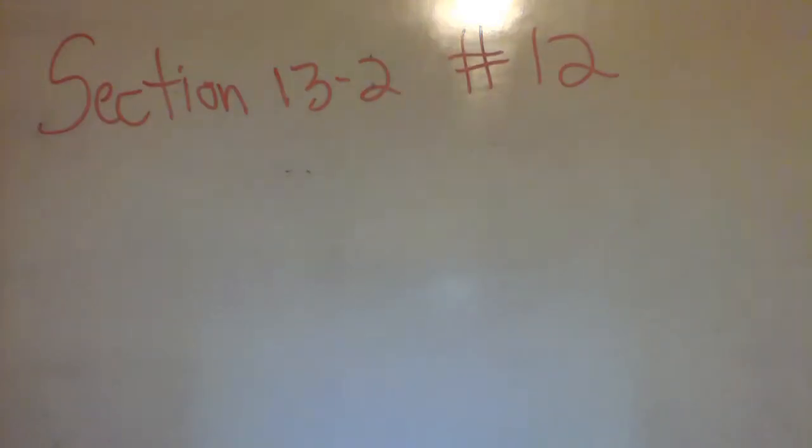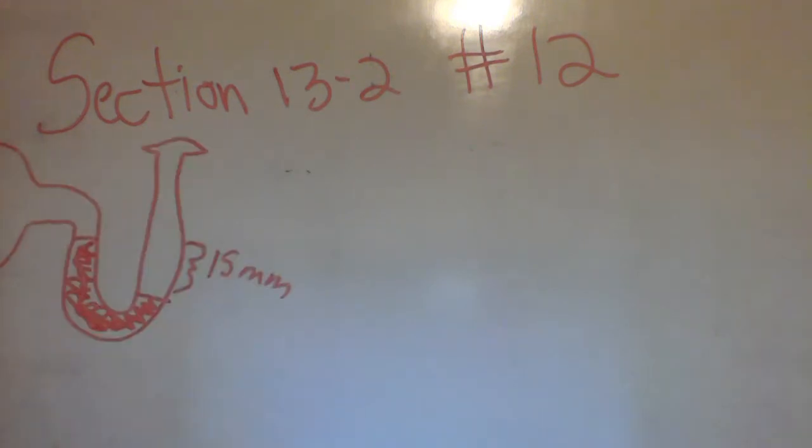This is the problem from section 13.2, number 12. The problem reads, a gas container is fitted with a manometer. The level of the mercury is 15 millimeters lower on the open side. Using a laboratory barometer, you find that atmospheric pressure is 750 millimeters of mercury. What is the pressure in atmospheres of the gas in the container?